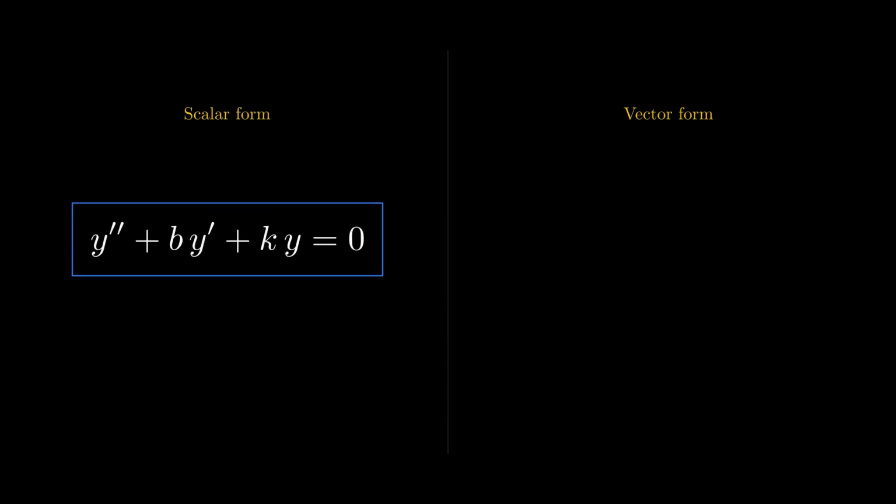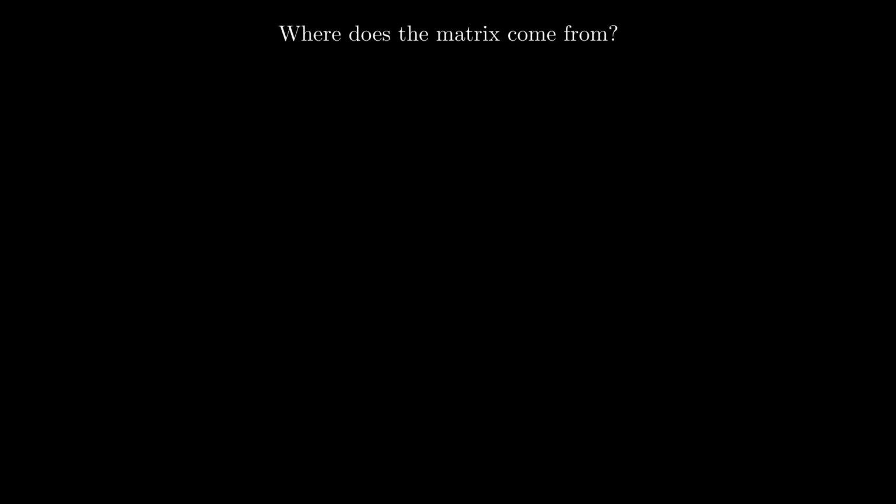On the left, we have a second-order differential equation, y'' + by' + ky = 0. On the right, a tidy matrix equation, u' = Au. These two statements say exactly the same thing. The bridge between them, the companion matrix, is one of linear algebra's most elegant tricks. Let's see where that matrix comes from.